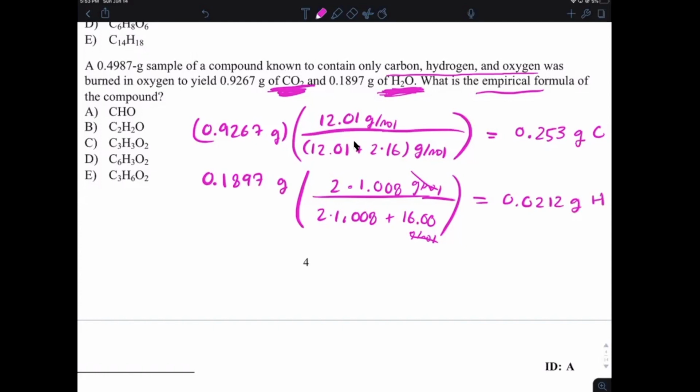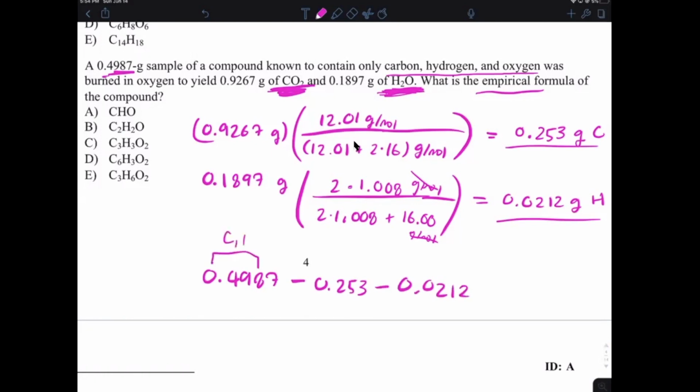And so where did the oxygen come from? Well, it's just whatever is left over, right? Since what you started with is what you end up with. So out of the total, we subtract what we just found, 0.253, 0.0212. So if from the total, which is made up of all C, H and O, we subtract all the carbon, we subtract all the hydrogen, we're going to be left with however much oxygen we have. So minus 0.0212 should give us around 0.2245.